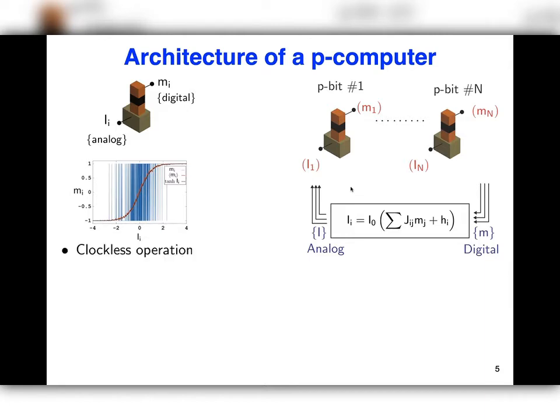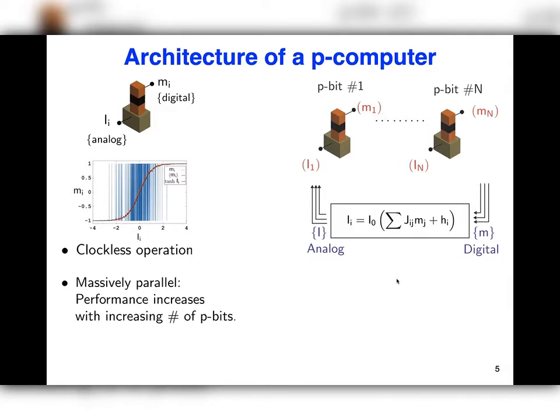Okay. Now, this is interesting because, unlike many digital circuits and architectures where you have a clock, this system doesn't need to be clocked. Okay. That makes this architecture very different from our usual digital computers, because it's clockless, this circuit can operate as a massively parallel unit, that the more p-bits you put into this, the more parallel and efficient it gets. And I'm going to talk about that later.